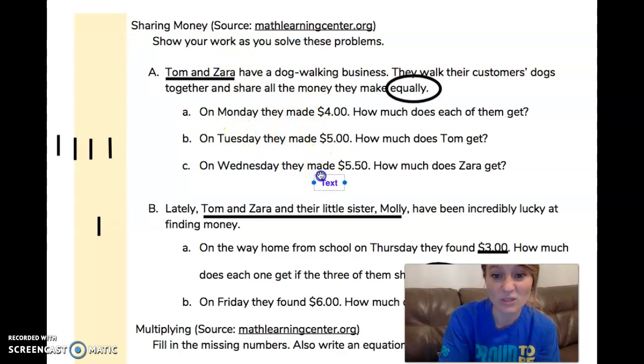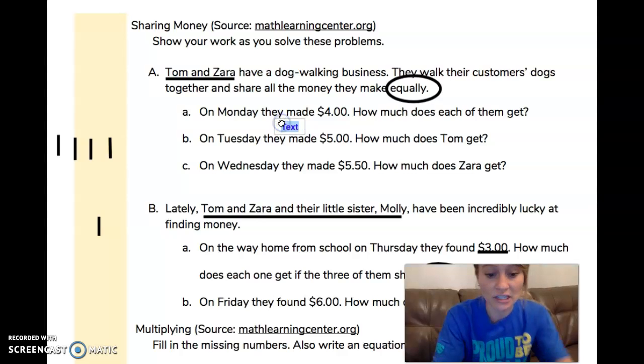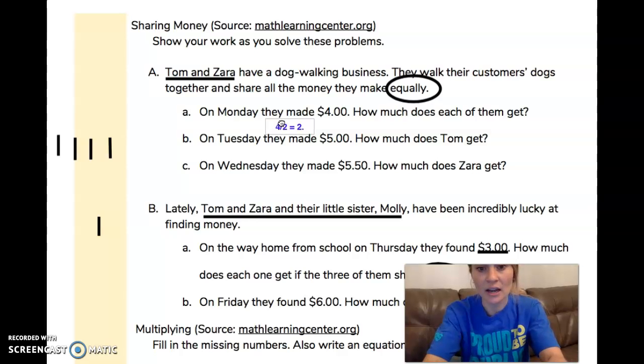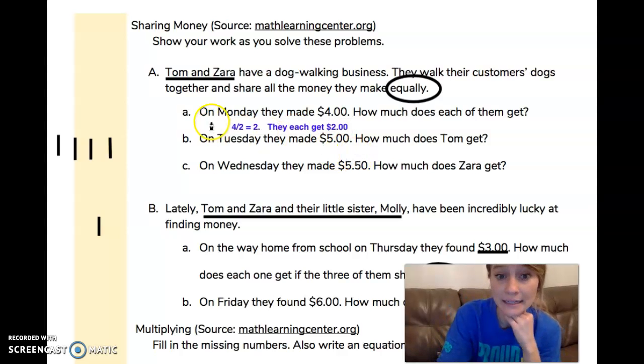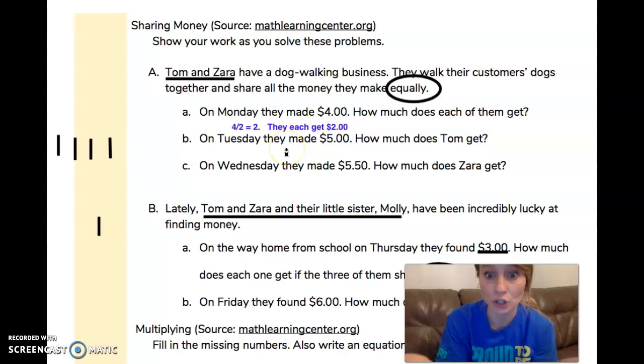Yep, and what you did there is you did a division problem. You actually did 4 divided by 2 equals how much does each of them get? 2. So I can put they each get $2. That makes sense because 4 divided by 2 equals 2.